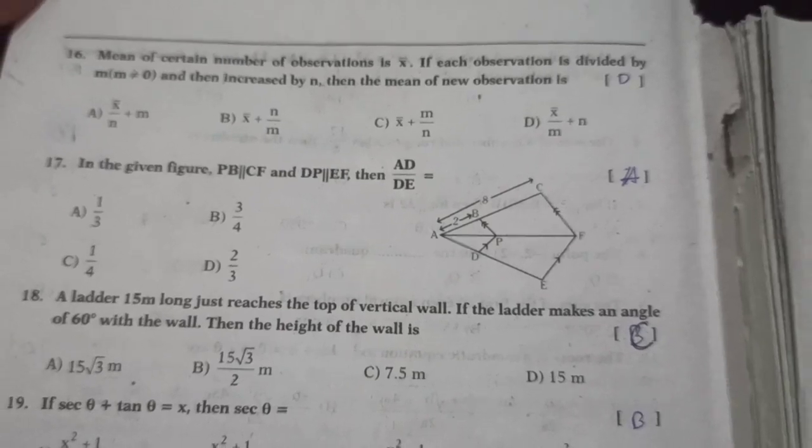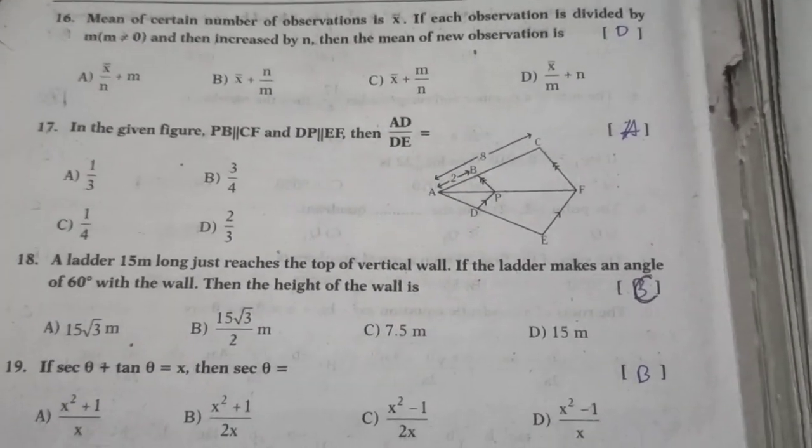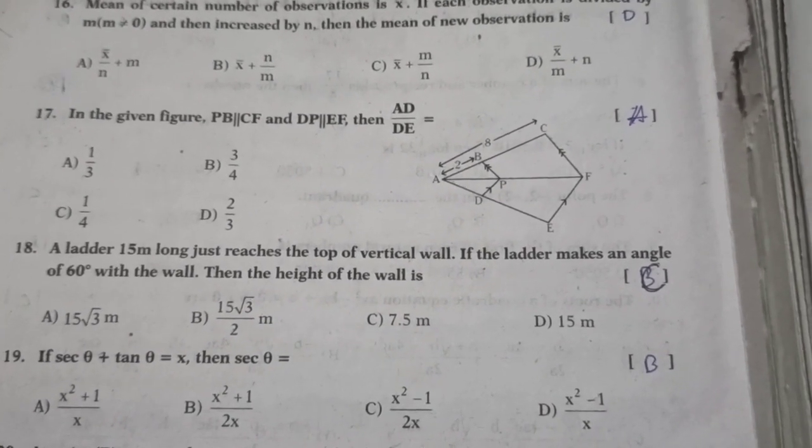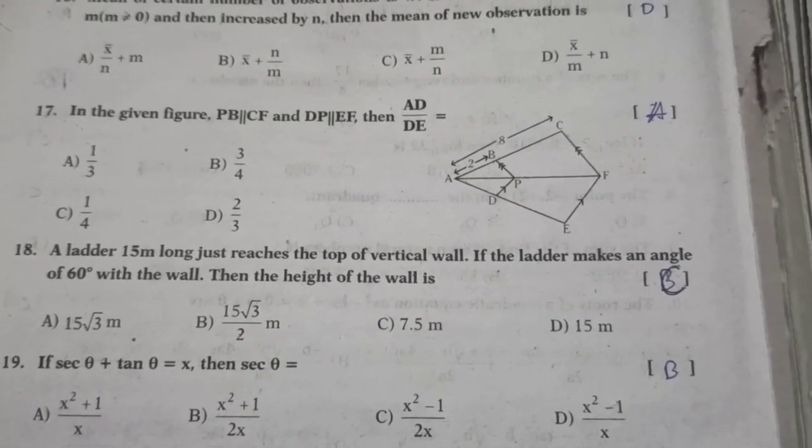Next, 17th one. Here is a figure. PB parallel to CF, DP parallel to EF, then AD by DE.